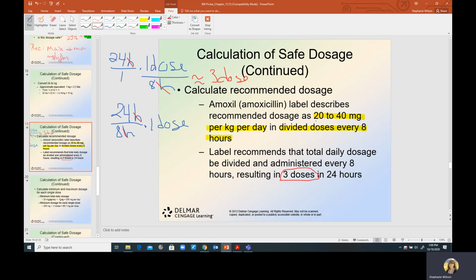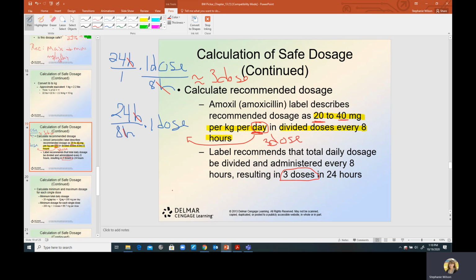What we need to do now is find out what's the minimum and the maximum this child can take, right? And this is weighed in per day. So we have to factor in the fact that they're going to do 3 doses, right? So we already did that here. That was part of my equations I would have used. So in this place here, I could say 3 doses because we already did that math.